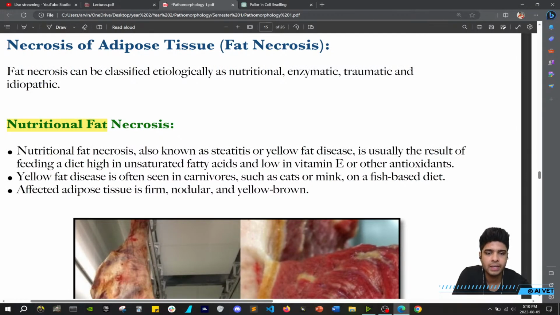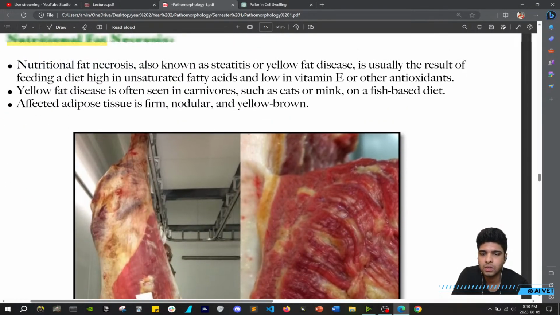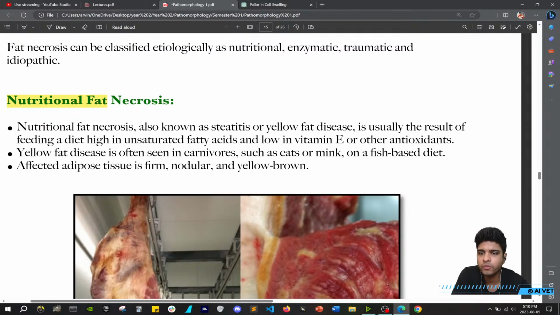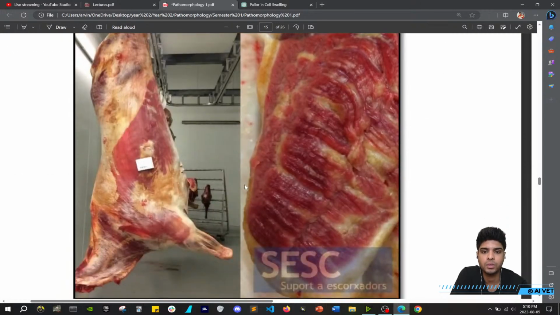Steatitis, or yellow fat disease, is usually the result of feeding a diet high in unsaturated fatty acids, low in vitamin E or other antioxidants. Yellow fat disease is often seen in carnivores such as cat or mink on a fish-based diet. Affected adipose tissue is firm, nodular and yellow-brown. Okay.